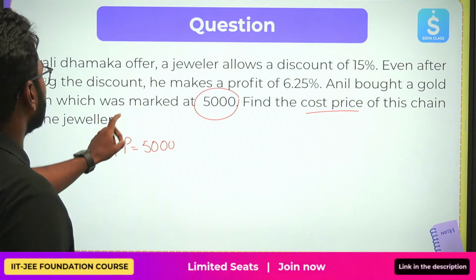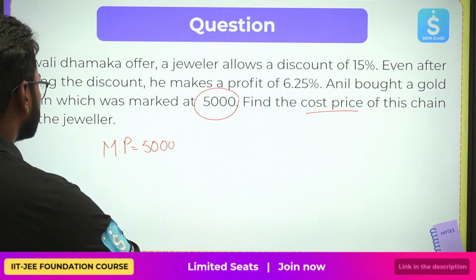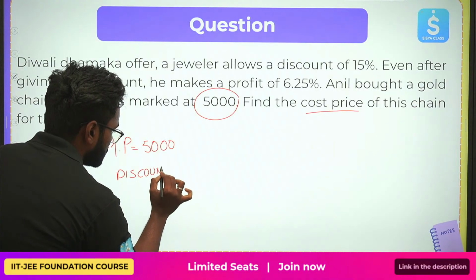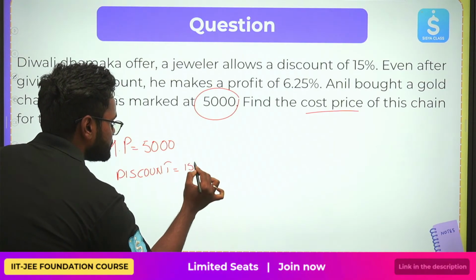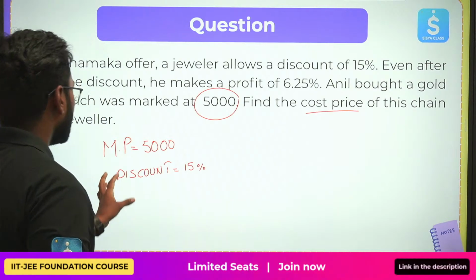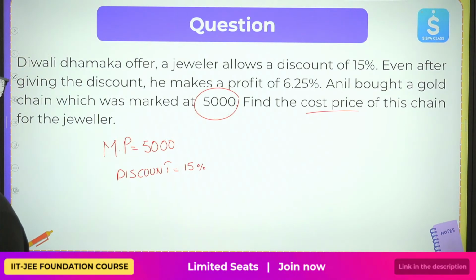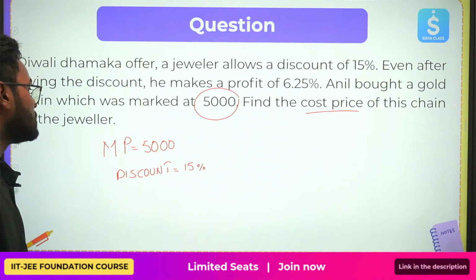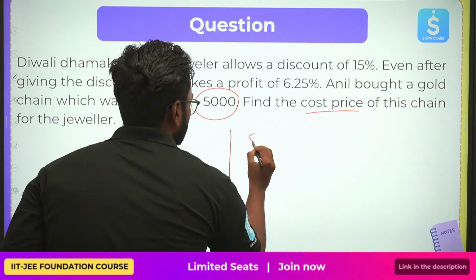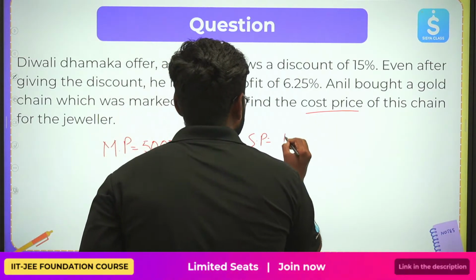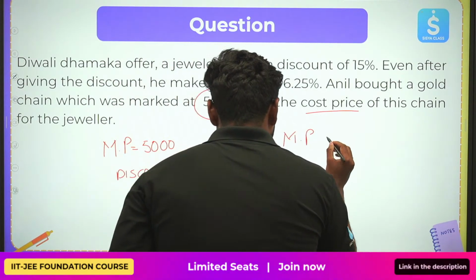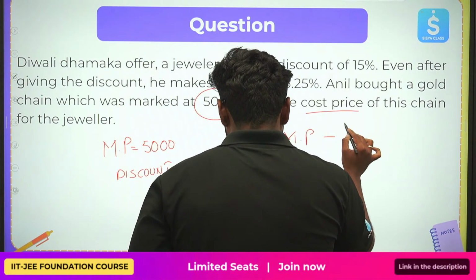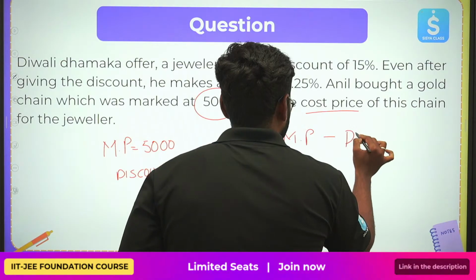Now the jeweler allows a discount of 15%. So he also gave a discount of 15%. Right? Now what would be the selling price? See, this is the mark price and I am giving a discount on it. So the final selling price would be the mark price minus this percentage, right? How much is this? 0.85, or you could write this as, just a second.